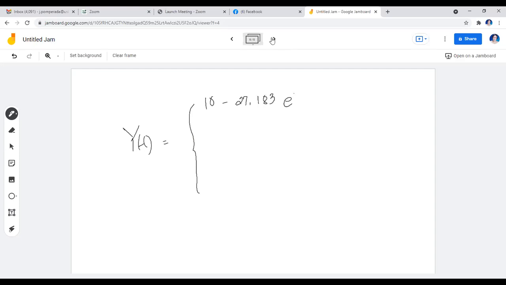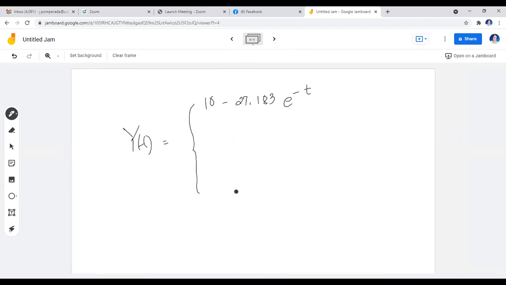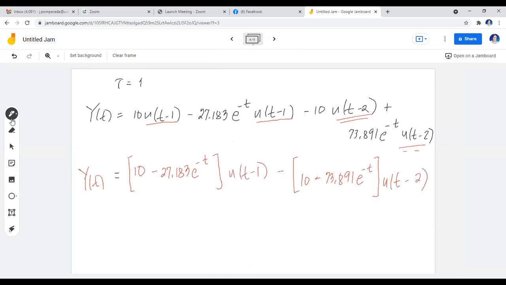27.183 e raised to negative t. Okay, the second magnitude that you're going to write, second I say because it's the second magnitude we are to place here, will be now the corresponding combined form of this only, and this. So you need to add if it's an addition here, but in this case, since it is subtraction, you're going to subtract.